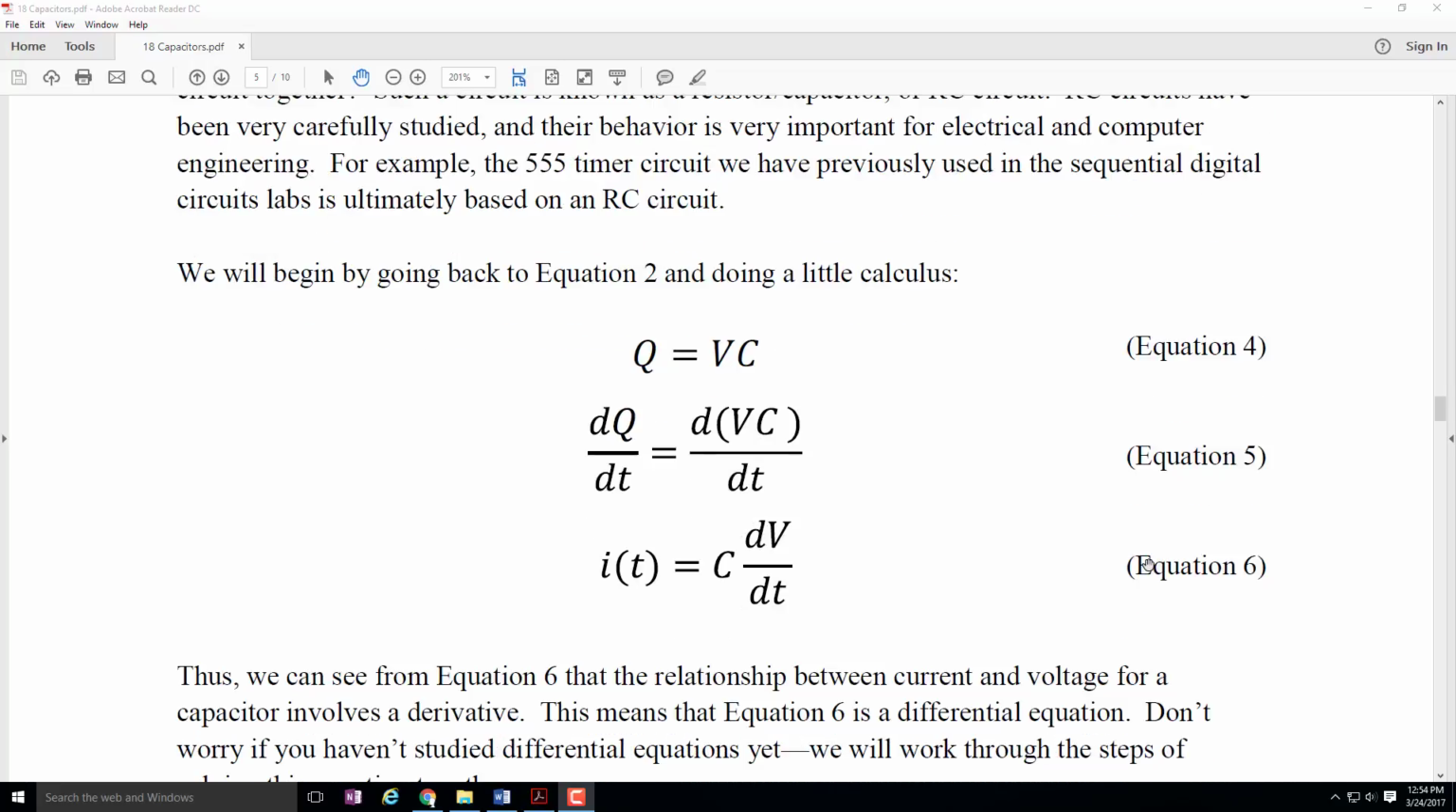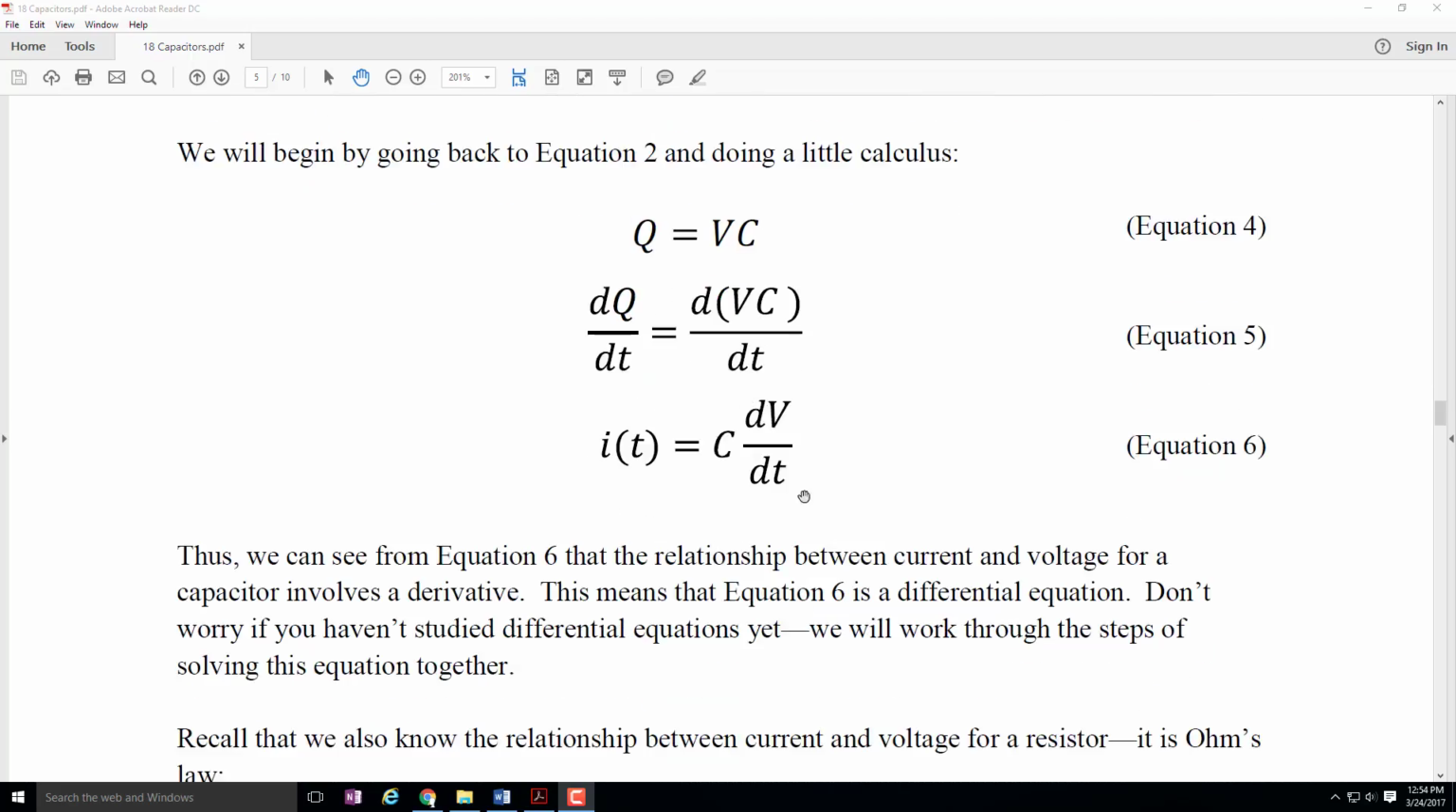So let's look at a little bit of calculus here. We're going to start with the equation we've already seen, Q equals VC. Previously we said VC equals Q, but it's the same thing. I'm going to differentiate both sides of this equation with respect to time. So on the left I get dQ/dt, and on the right I get C dV/dt. Now dQ/dt, that's just the definition of current, because current is the time rate of change of charge. And over here I know that C is a constant, so I can pull the constant out in front of the derivative, and I end up with C dV/dt.